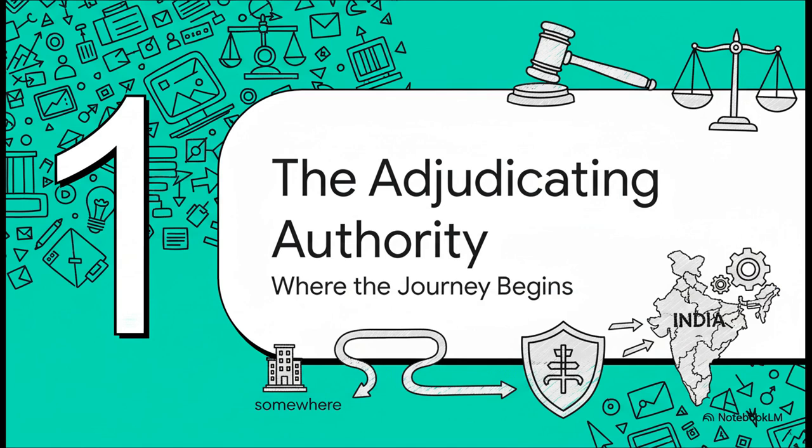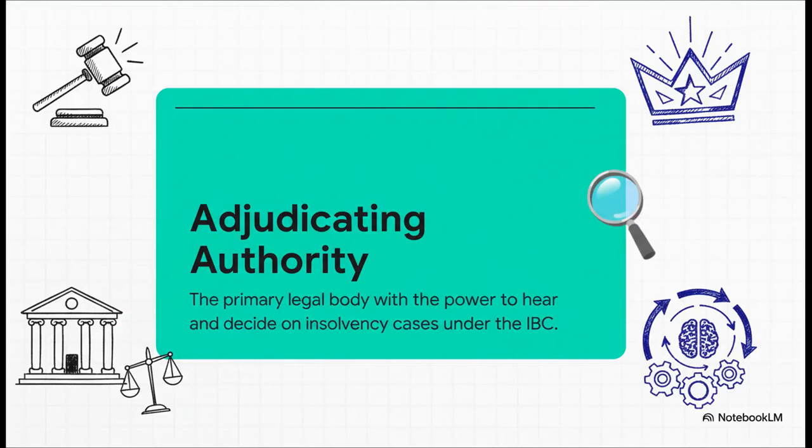Okay, so every single one of these corporate insolvency cases has to start somewhere, right? There's a single front door everyone has to go through. And that's where we're starting. And that door is called the adjudicating authority. You can think of it as mission control for all things insolvency. It's the one place with the power to make those first, absolutely critical calls.